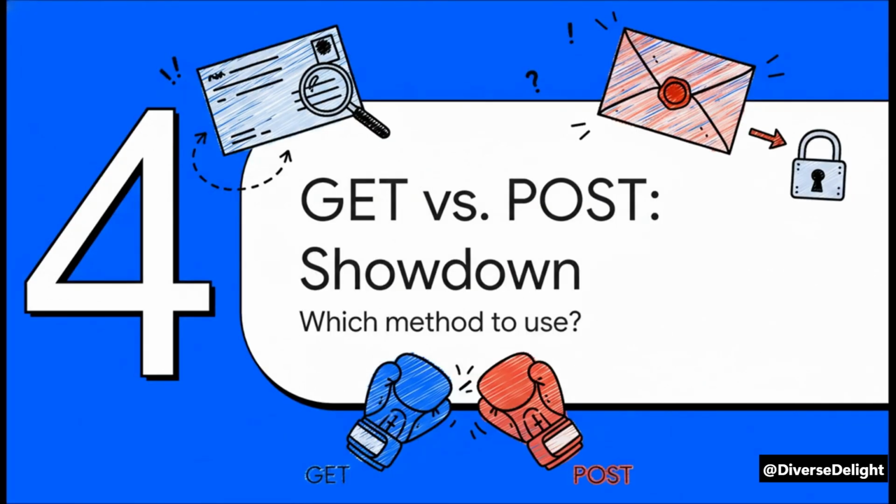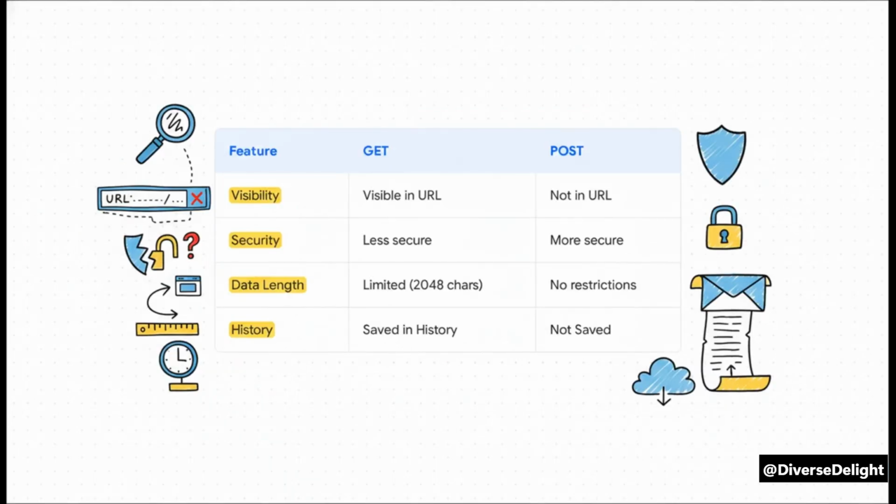So there you have it. We've got the public postcard, get, and the sealed envelope, post. Let's put them head to head and figure out exactly when and why you'd use each one. This table really breaks it down nicely.